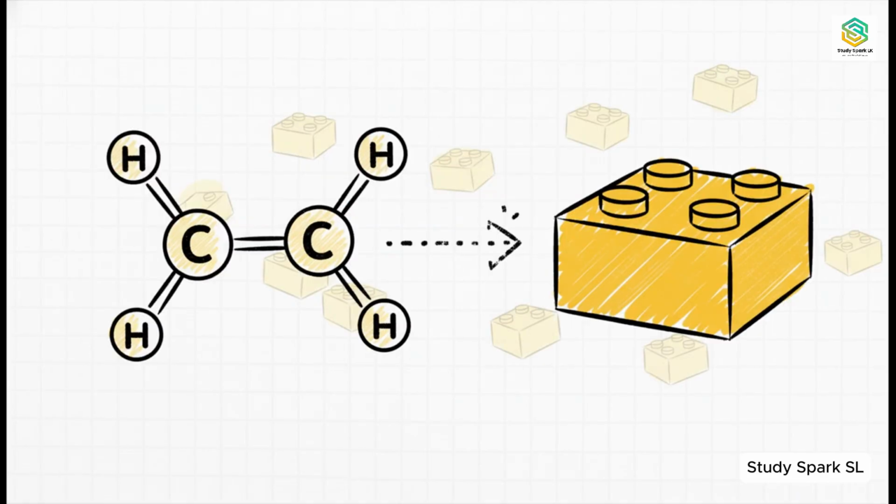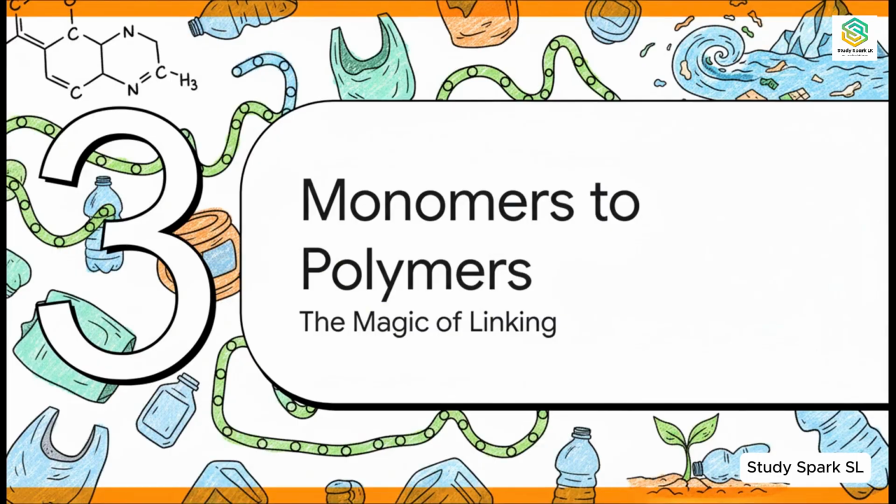So, let's introduce the hero of our polymer story, ethene. It's the simplest possible alkene you can get. Just 2 little carbon atoms and 4 hydrogen atoms. It's small, it's simple, and it has that all-important double bond. This tiny molecule is our monomer, our single Lego brick, if you will. And now for the magic trick.